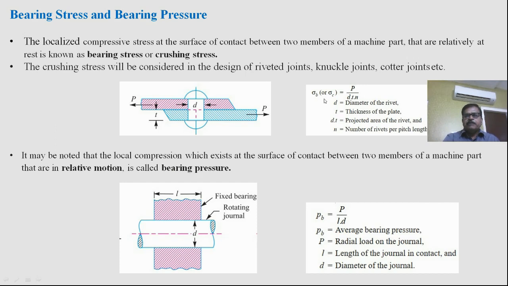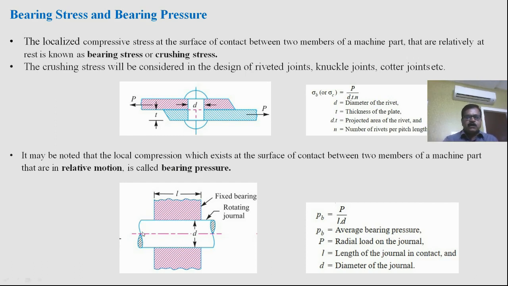Now the bearing or crushing stress is equal to the force applied divided by the projected area, D into the thickness of the plate, and N, the number of such rivets in a pitch length. So bearing is not only in riveted joints, we can see it in some other cases like a journal bearing.